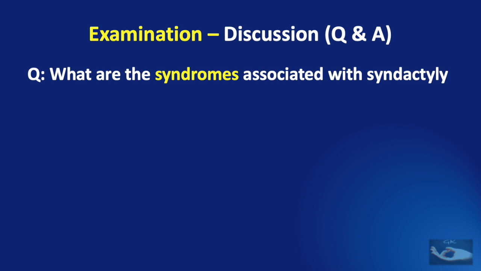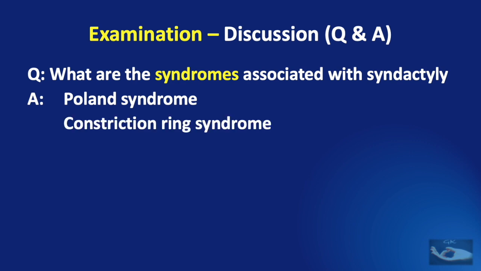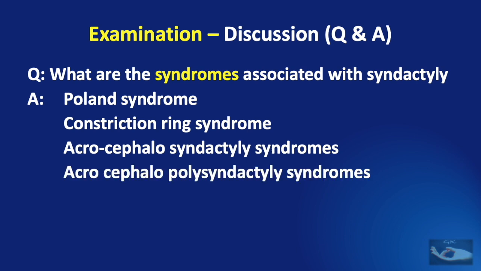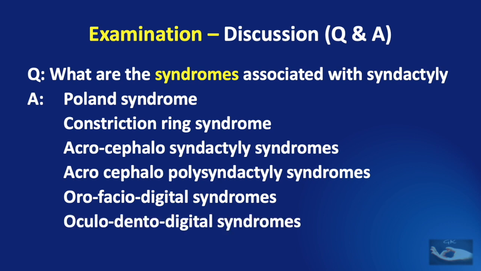So what are the syndromes that could be associated with syndactyly? There are 6 main syndrome complexes that could be associated with syndactyly. Poland syndrome, constriction ring syndrome, acrocephalosyndactyly syndromes, acrocephalopolysyndactyly syndromes, orofaciodigital syndromes, and oculodentodigital syndromes. Let us now see the main features of these syndromes so that we can recognize them or look for them when we come across these conditions.